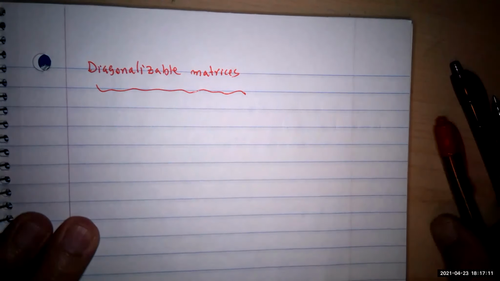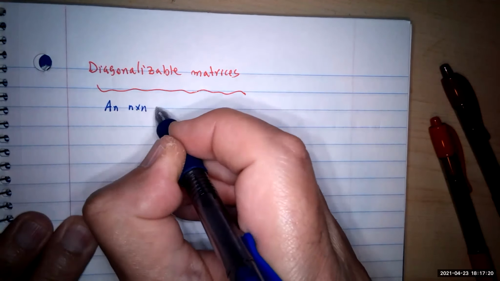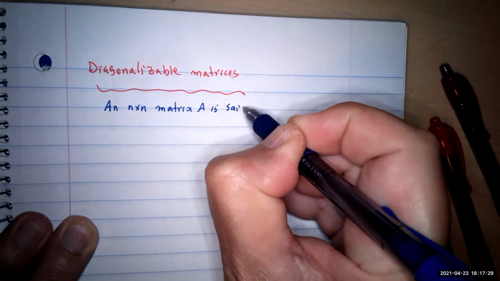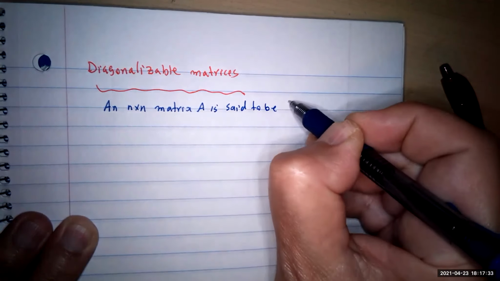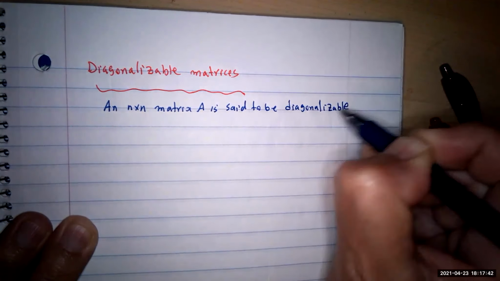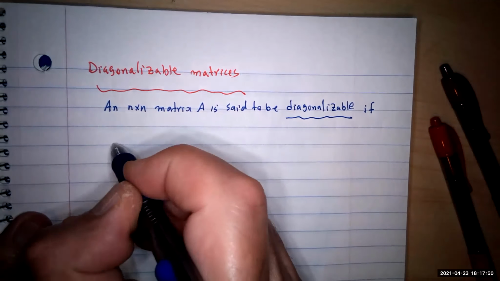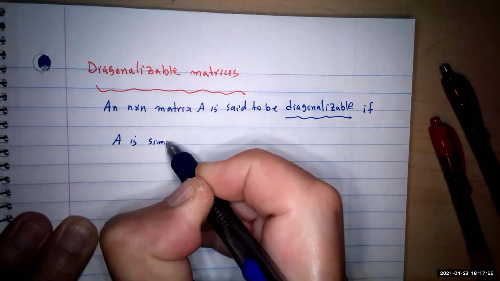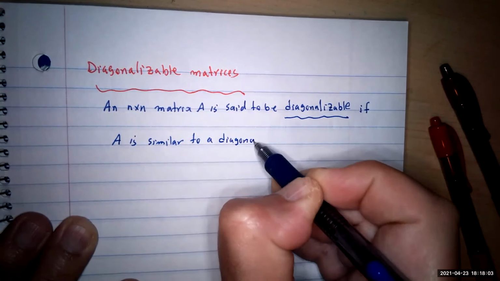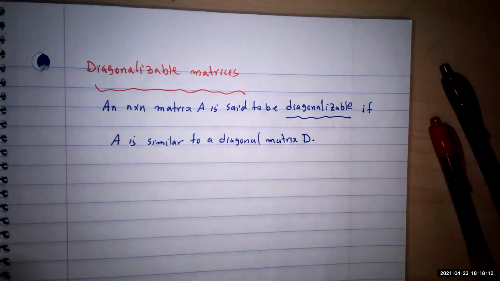So this is it. What does this definition mean? This definition means an n by n matrix A is said to be diagonalizable if A is similar to a diagonal matrix D. That's when we say we can diagonalize it.